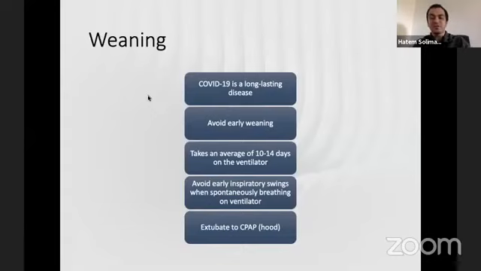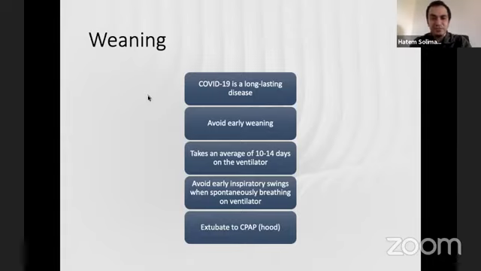So now we intubated the patient. We followed the patient up every day by clinical assessment and by lung ultrasound. We did CT just if we can for these patients to help identify the lung pathology accurately. And now we decided to wean the patient. When you wean the patient, remember COVID-19 is a long-lasting disease. You should avoid early weaning. And I'm repeating that, I'm stressing on that.